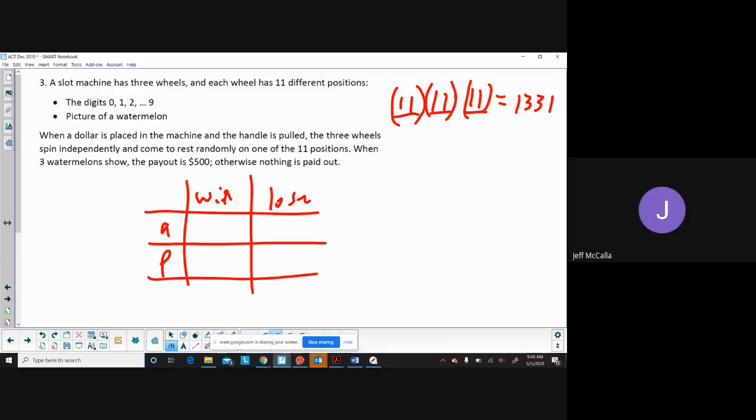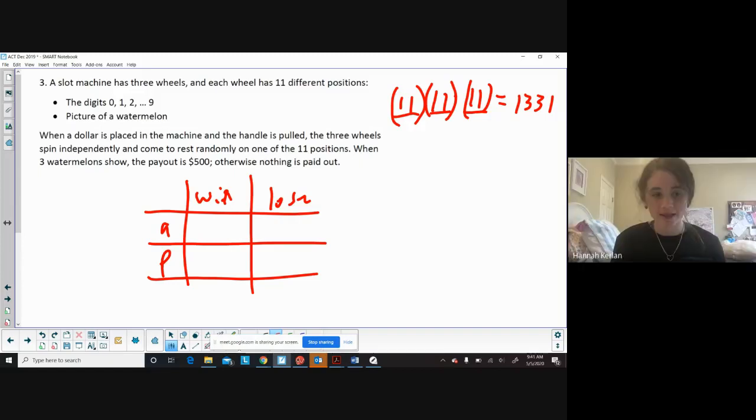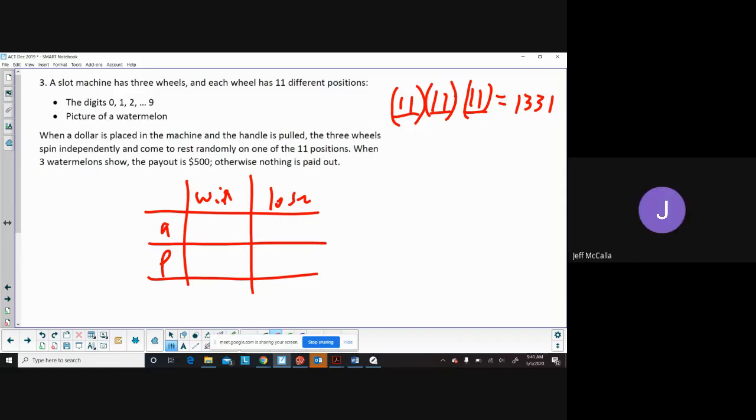Oh, I think I know what you're saying. So you use the binomial theorem. I think so. Okay, so let's see if that applies here. With the binomial theorem, you've got to have the same probability every time. You've got to have a set number of trials.